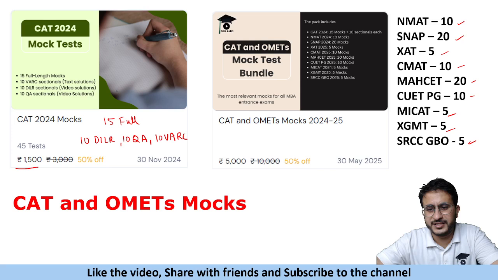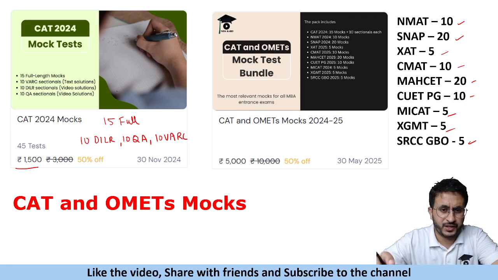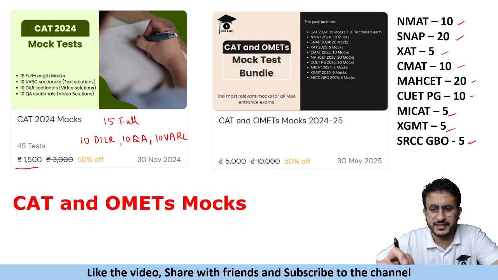And as I said, there is no fixed number for CAT. For other examinations also, that's why we have a very small number, like 10, 5, etc. For other exams, it is just to get the pattern right, like what kind of questions are asked in NMAT, SNAP, CMAT, etc. So that's why you can opt for mock tests.